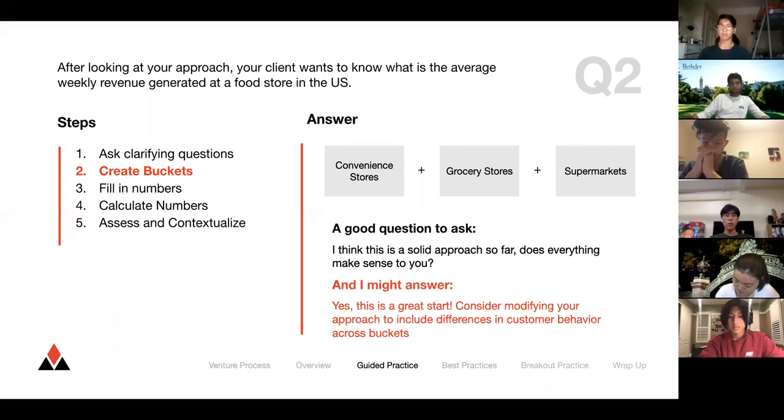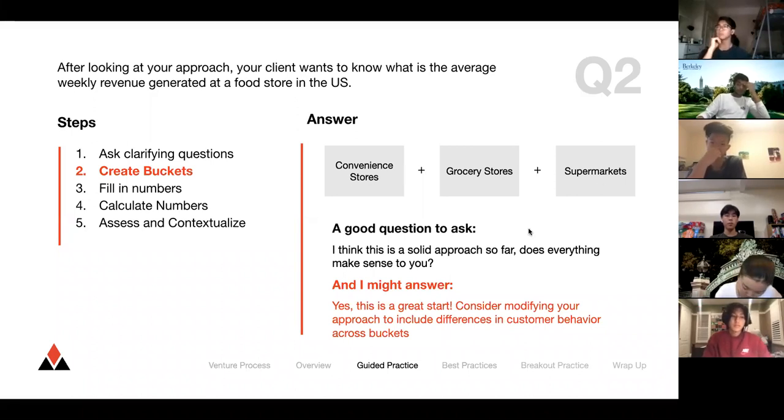We want to look at convenience stores, grocery stores, and supermarkets whenever we're gauging revenue generated by food stores. And one thing I might add is, convenience stores, grocery stores, supermarkets, people are going to behave a little bit differently. Whenever you go to Walgreens versus going to Safeway, you're going to buy something different, right? And this is a case where you can bring your anecdotal experience to this.